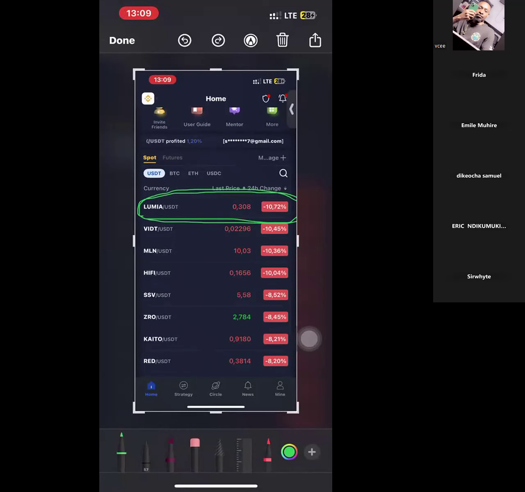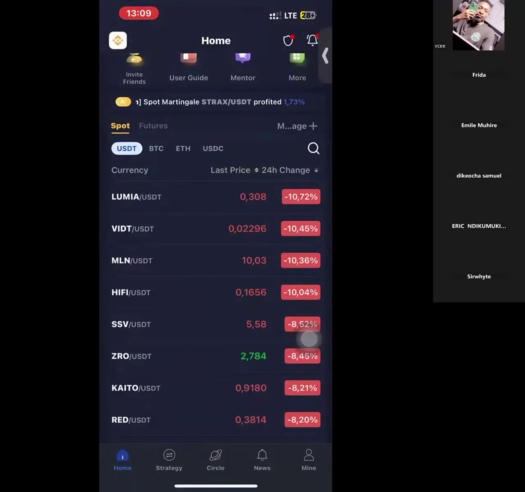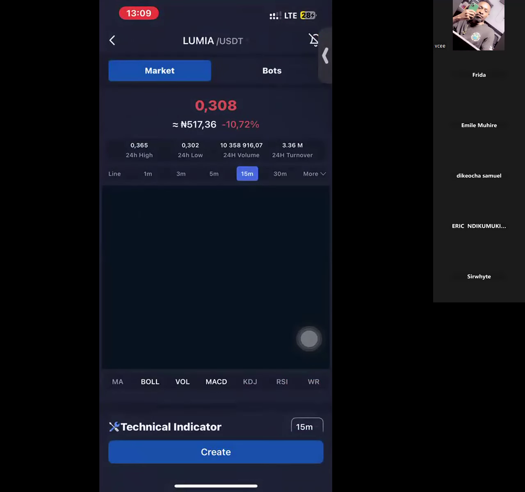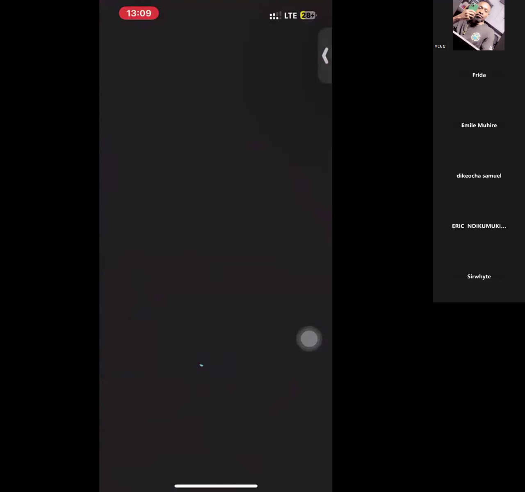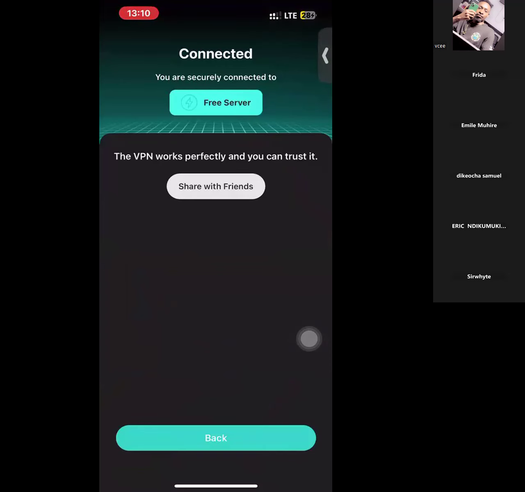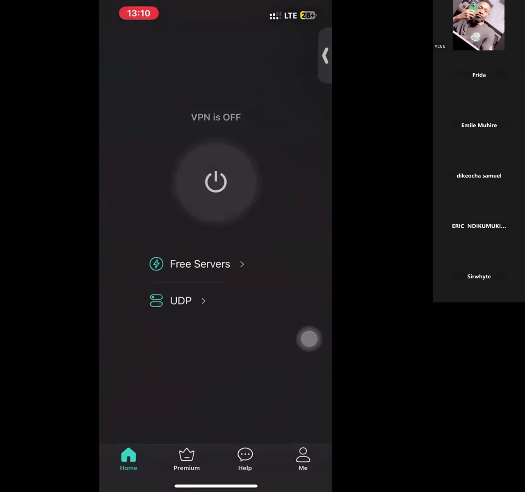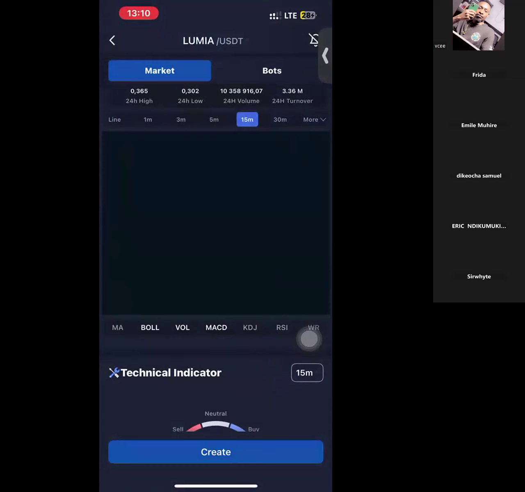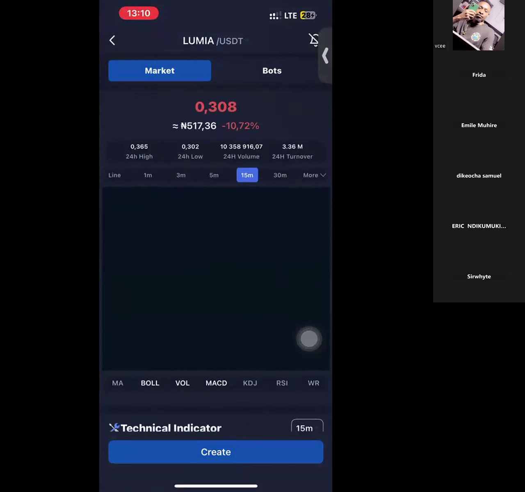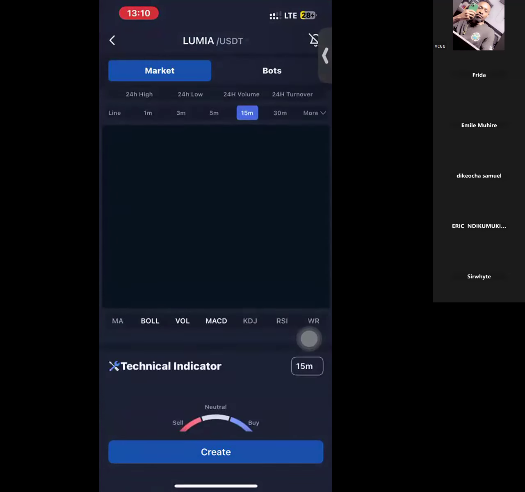So what you must do is start right from the top. I click on Lumia USDT. Let's switch on my VPN again. In Nigeria, you have to know that to be able to operate this properly, you need a VPN, especially if you're working with the MTN network. Now let's check Lumia.